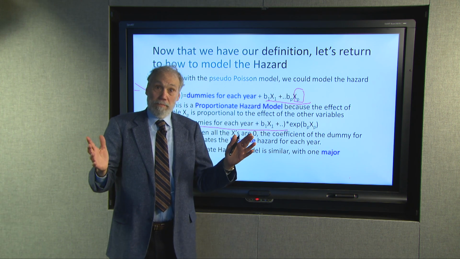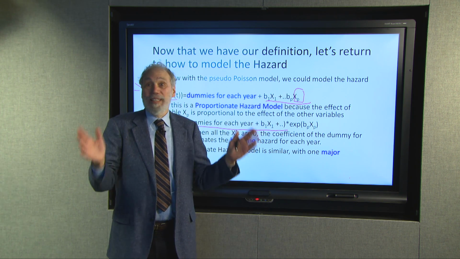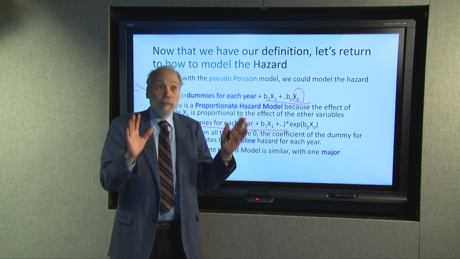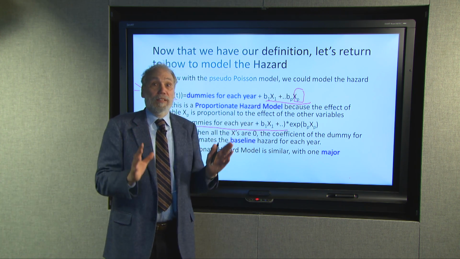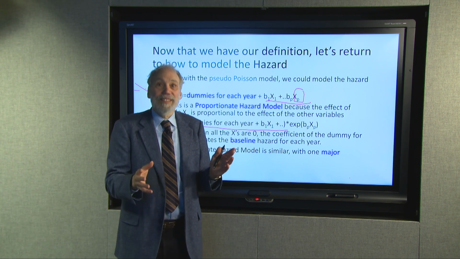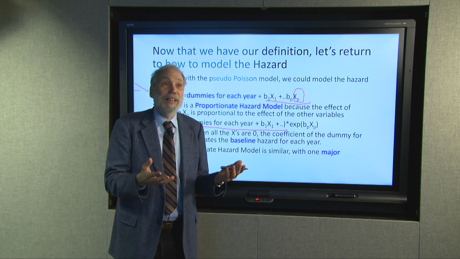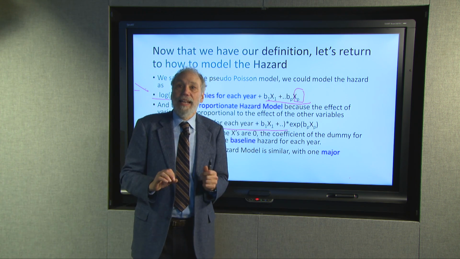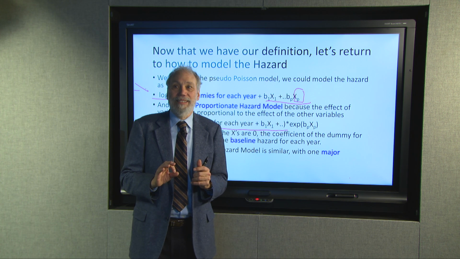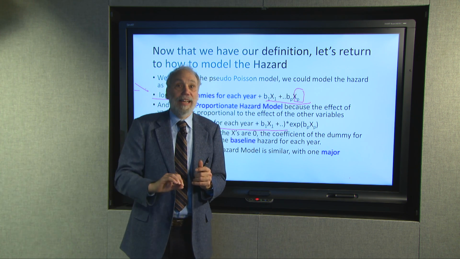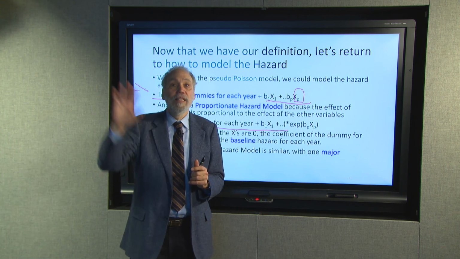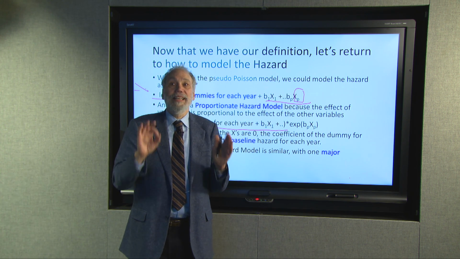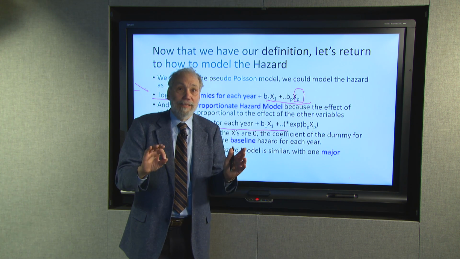Now, you may not want them to be meaningful. You can say, I'm never going to look at what the coefficients of those dummies are. But if you ever do want to look at how the hazard varies over time, how the baseline hazard varies over time, center your variables. So now the Cox proportionate hazard model, the difference is not that it's a proportionate hazard model, so is the pseudo-Poisson. The difference is the baseline hazard.